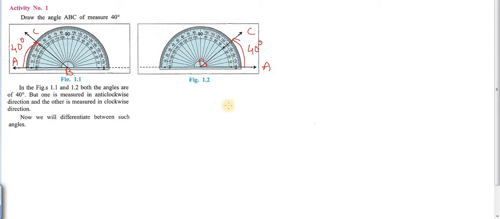Now here the sense of measurement did not count. जैसे कि हम लोग अगर एंटी क्लॉकवाइज मेजर कर रहे हैं या फिर क्लॉकवाइज मेजर कर रहे हैं उससे कुछ फर्क नहीं पड़ रहा. So we are not assigning any sign depending upon the sense of rotation.